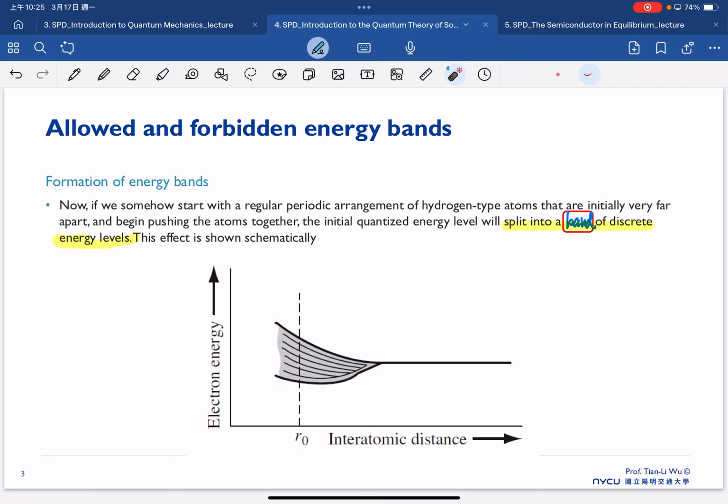In the end, you can start to imagine that all these crystal atoms will split into a band of discrete energy levels. Not only one or two, it is actually a band. So as you see, this is a band, but inside the band are also discrete energy levels. So you have 1, 2, 3, 4, 5, 6, 7, 8. Those are the energy levels, but they split as a band. So that's why we come up with the concept of the energy band.